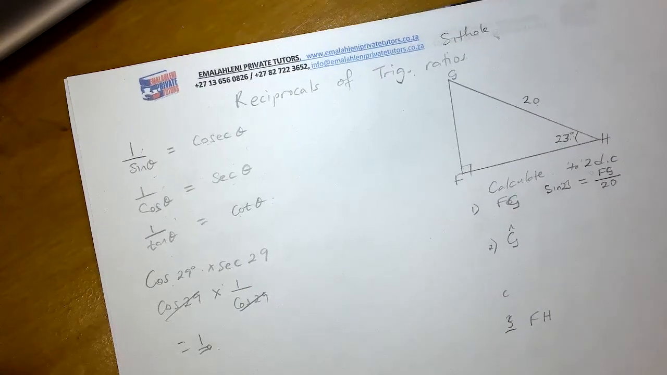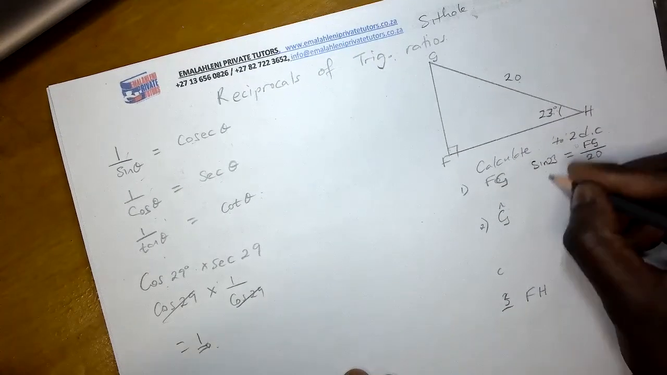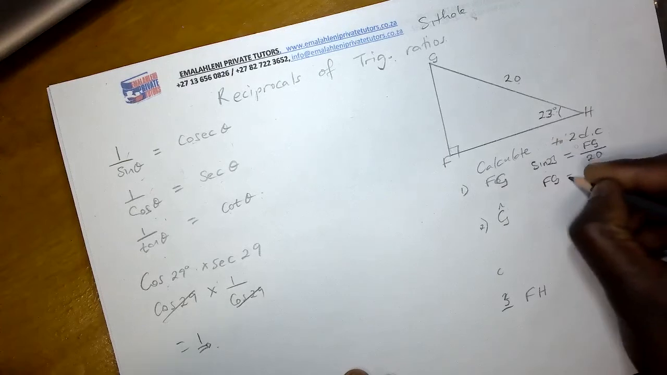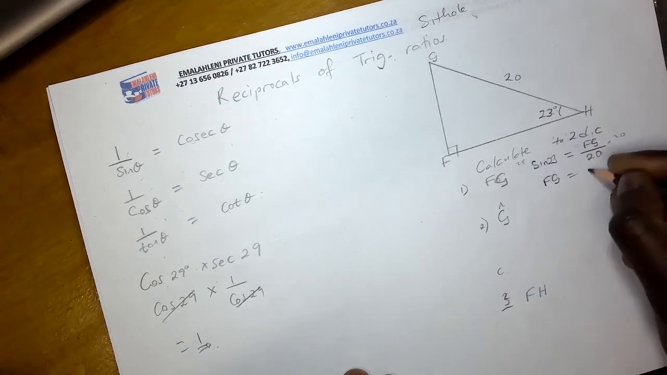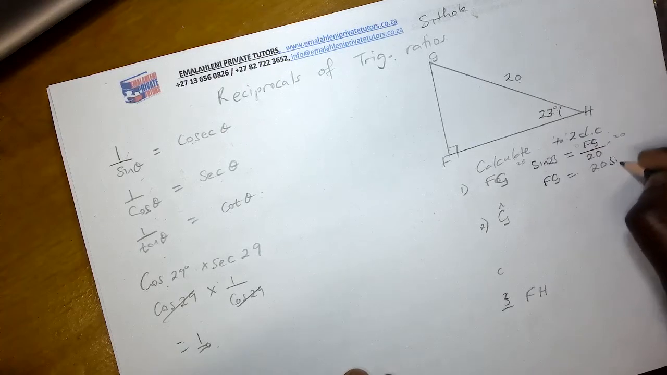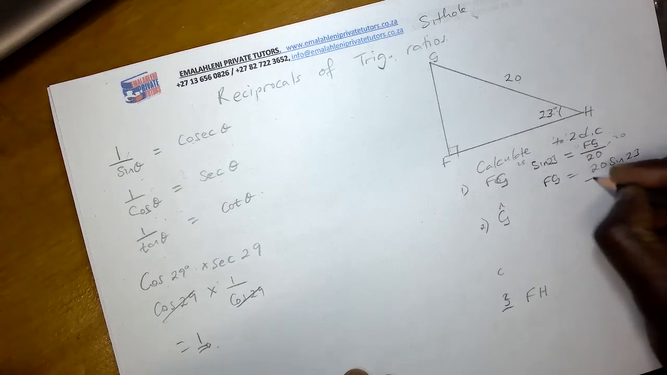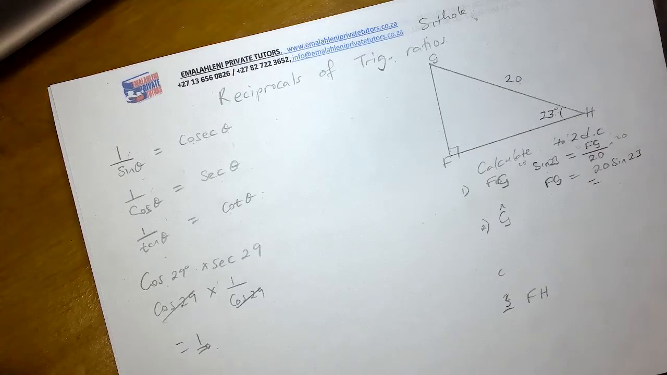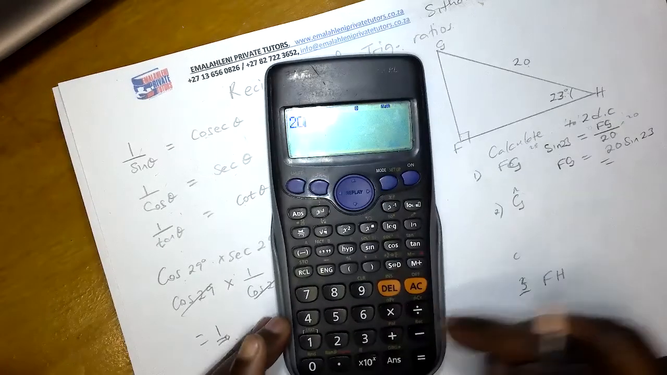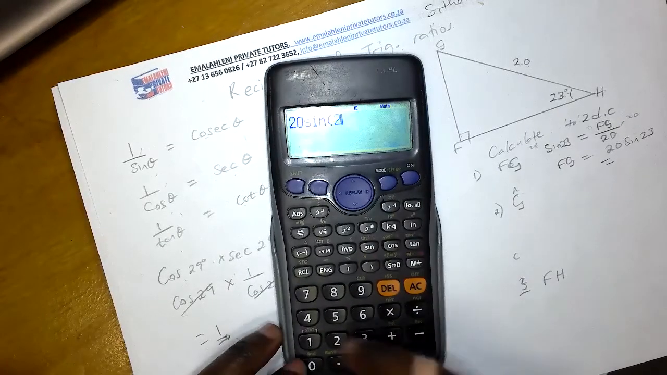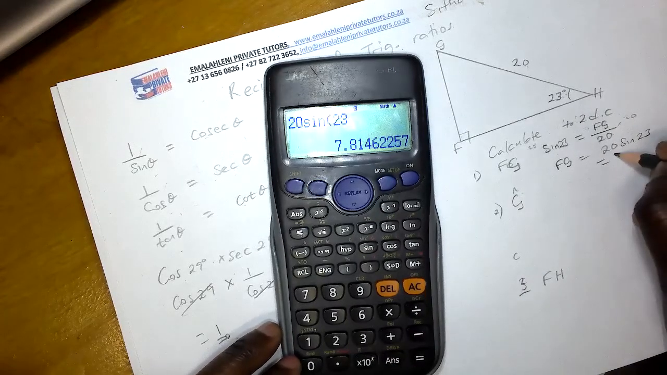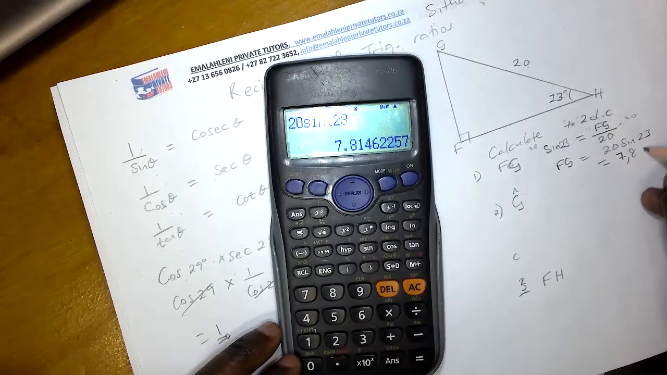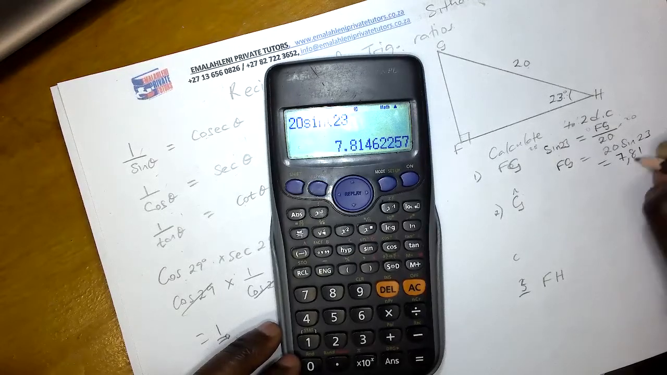Now to get FG we make FG the subject. FG is going to be equal to, cross multiply by 20, then FG is going to be equal to 20 sine 23. Then what do we get there? If we punch that, 20 sine 23, what do we get? We get 7.8. That's what we get, units.